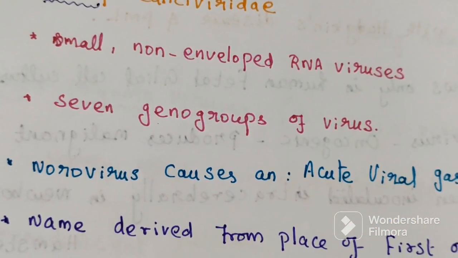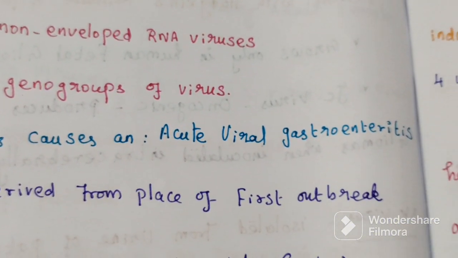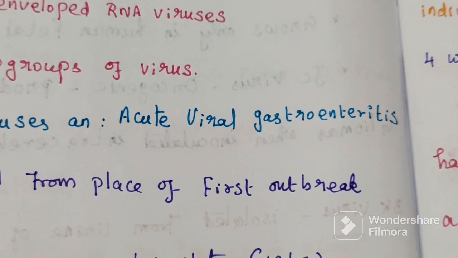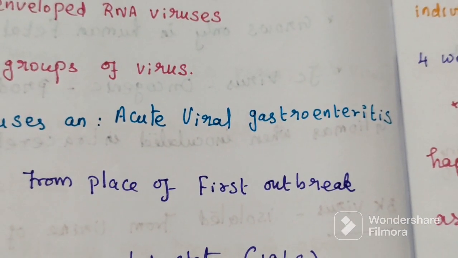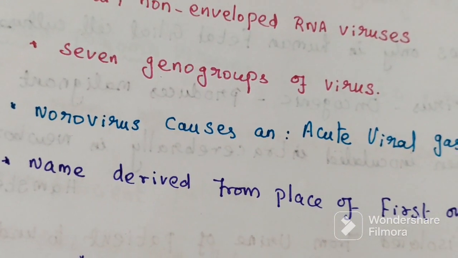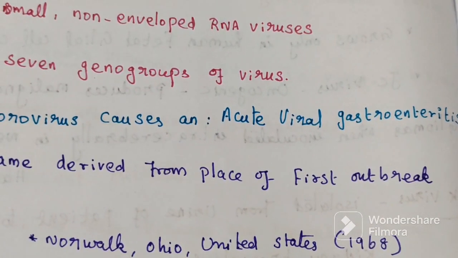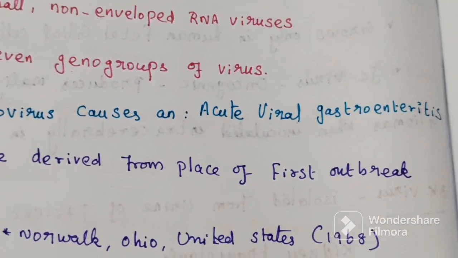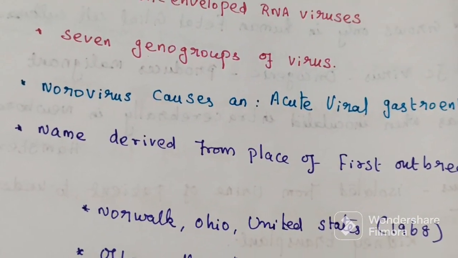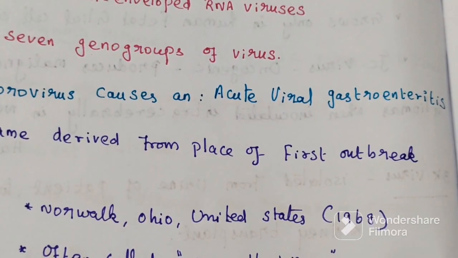So norovirus causes an acute viral gastroenteritis. Acute viral gastroenteritis. What is important is that it is acute, it is viral, and it is gastroenteritis, meaning inflammation of the gastrointestinal system.